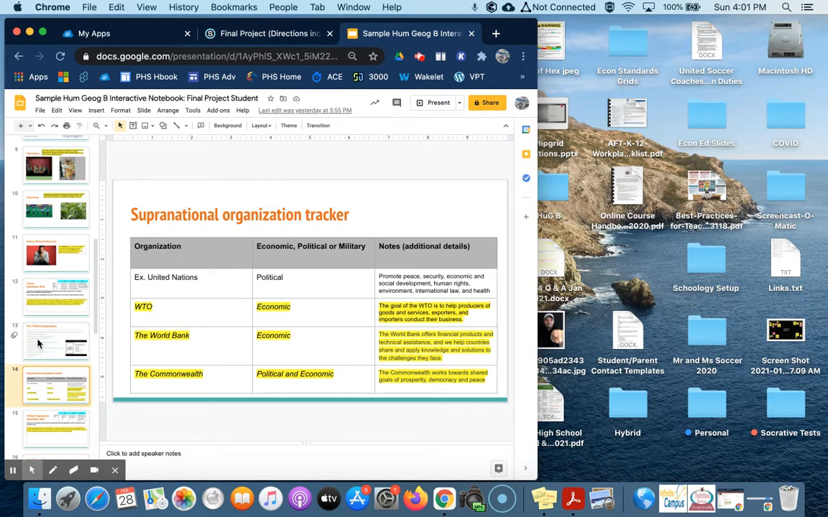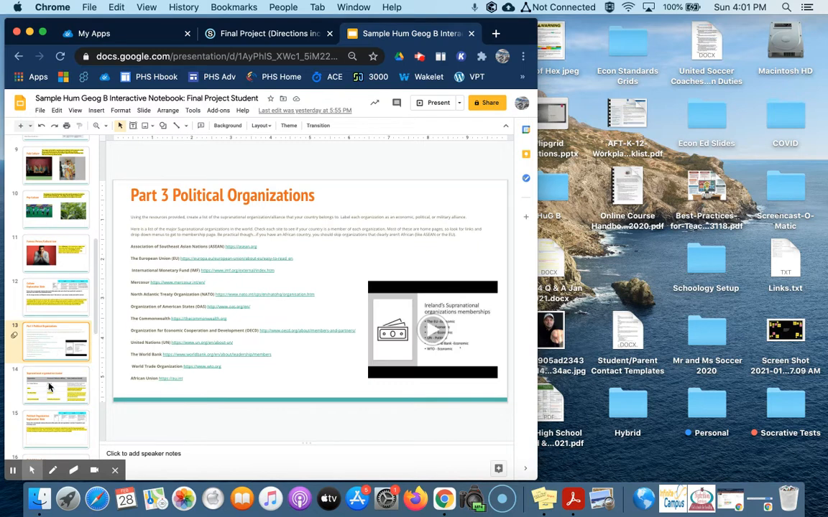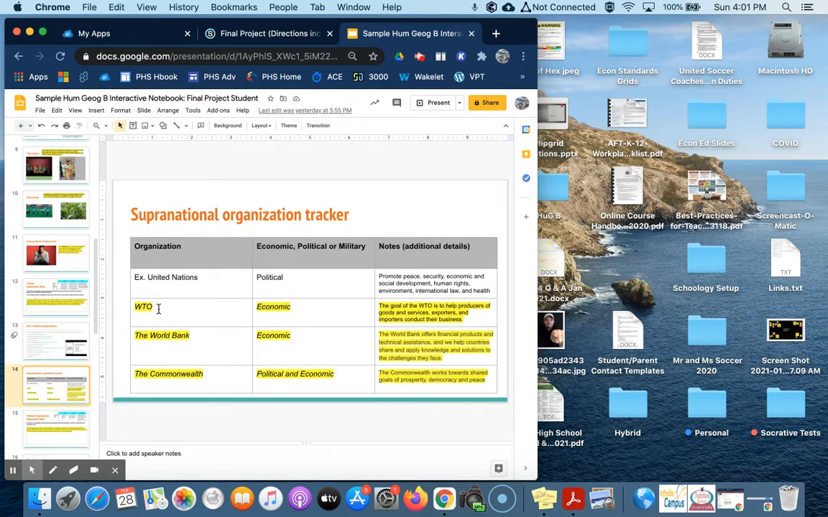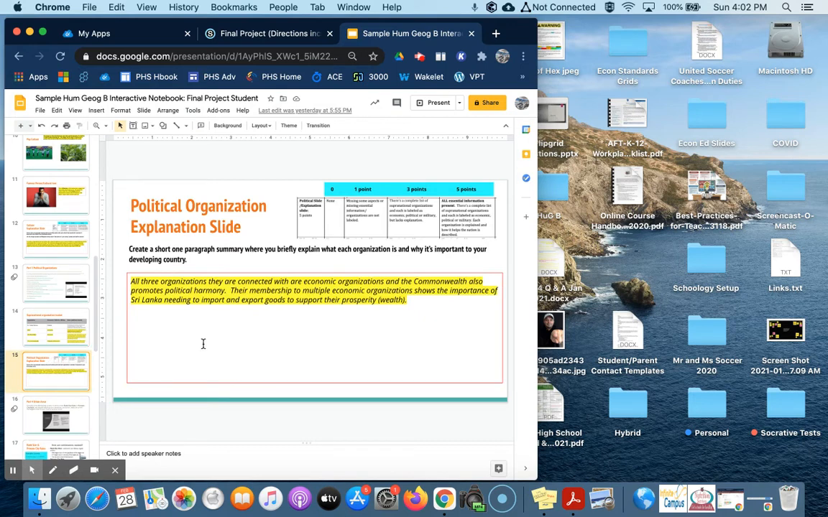When I started going through the political organizations that I found Sri Lanka to be a part of, I found they're part of the World Trade Organization, the World Bank, and the Commonwealth. All 3 of these are economic organizations, and the Commonwealth also has some political and military links as well as they try to share the goals of prosperity, democracy, and peace. The other 2 organizations are linked with trade and finance. And then a brief description, what each organization is and why it's important to your developing country. Because mine were all economic, I was able to lump them together as I was writing out my explanation for you.